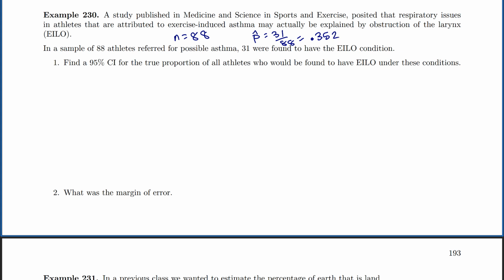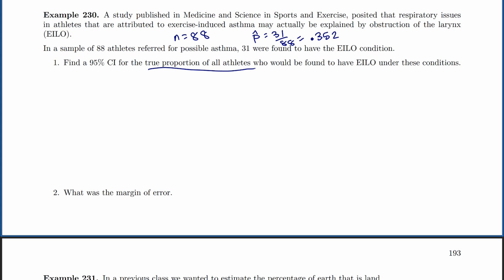Now let's find a 95% confidence interval for the true proportion of all athletes, instead of just the ones that were in the study, who would be found to have ILO under these conditions. Now, notice it did say a sample of 88 athletes. It didn't specifically say that it's a random sample. We'll go ahead and assume the examples given to us are usually random samples unless I tell you otherwise. But it does need to be a random sample for this to be a truly valid confidence interval.